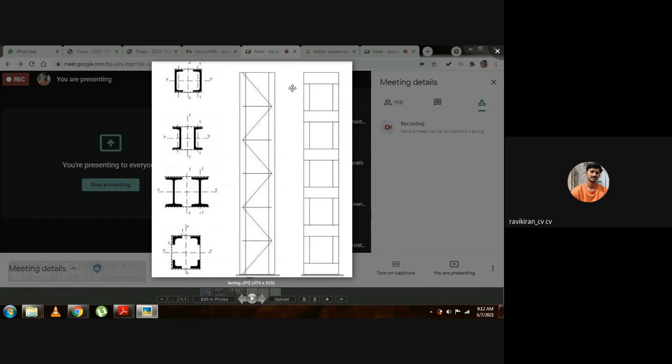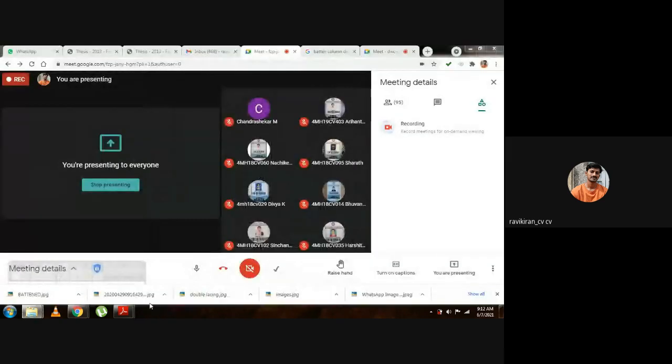Okay, if you open the same page, failure modes of latticed column, is it available? Hello, anybody?